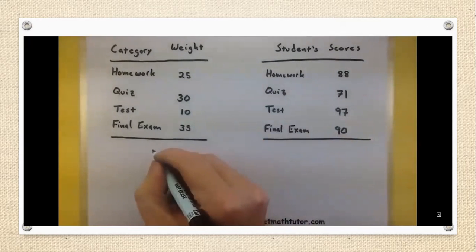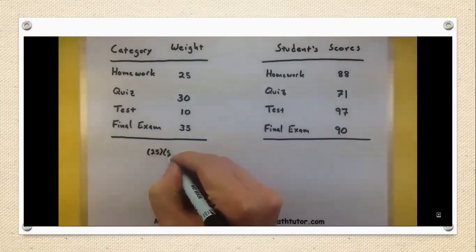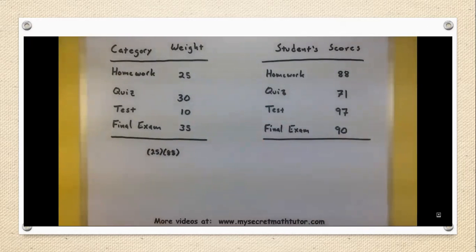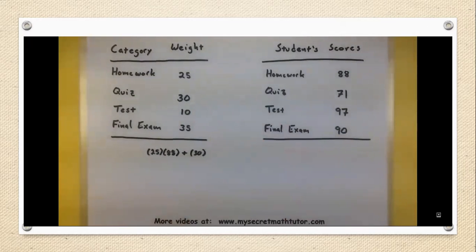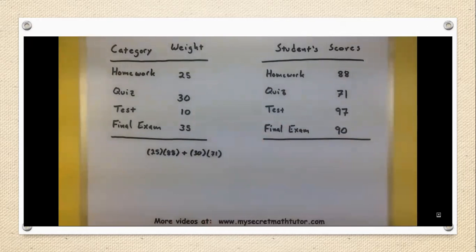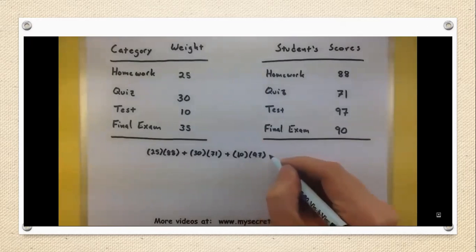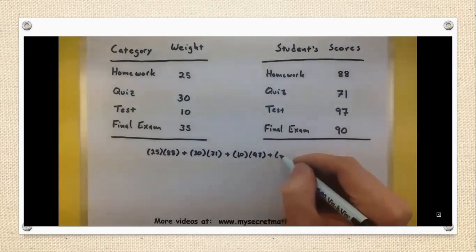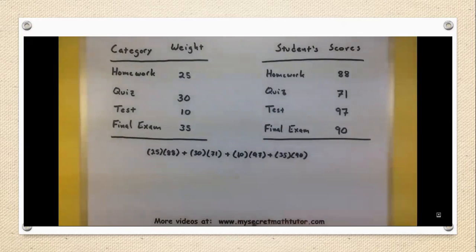Let's see, they got a 25 weight for the homework category, so 25 times 88. We got a weight of 30 on 71, a weight of 10 on 97, a weight of 35 on 90. So every single data point is multiplied by a weight.